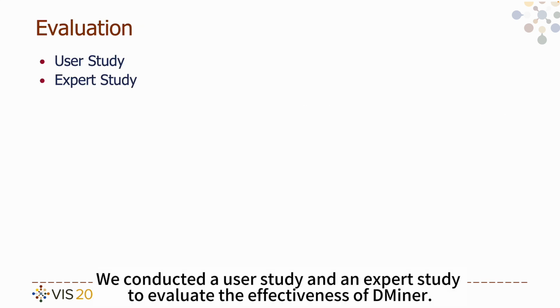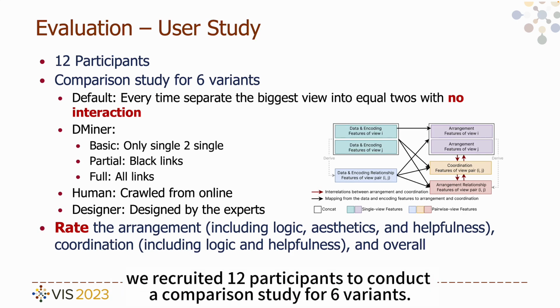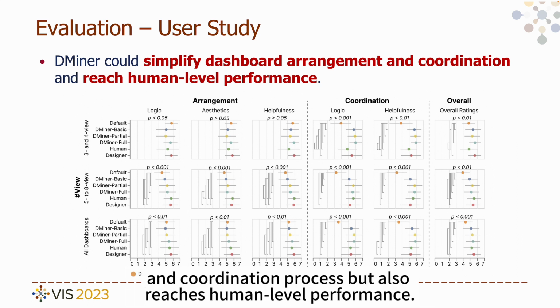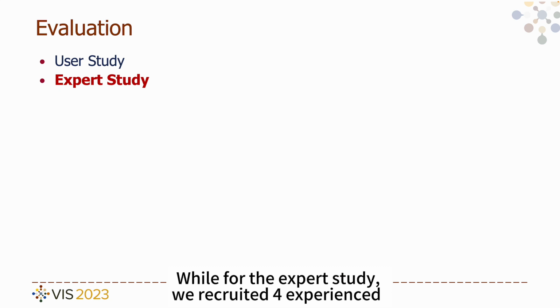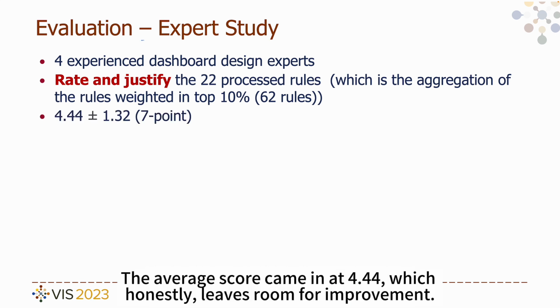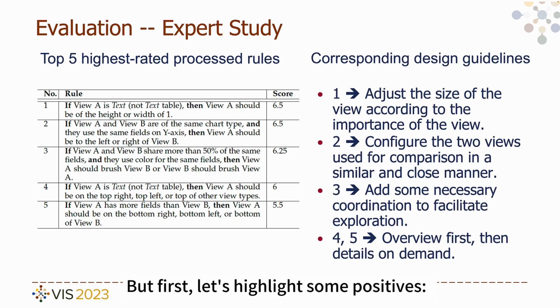We conducted a user study and an expert study to evaluate the effectiveness of DMiner. Starting with the user study, we recruited 12 participants to conduct a comparison study for 6 variants. The ratings show that DMiner not only simplifies the dashboard arrangement and coordination process, but also reaches human-level performance. While for the expert study, we recruited 4 experienced dashboard design experts to rate and justify the 22 processed rules. The average score came in at 4.44, which honestly leaves room for improvement. We will analyze it later. But first, let's highlight some positives.